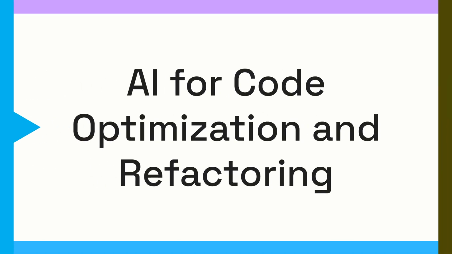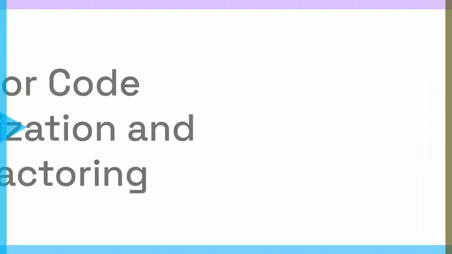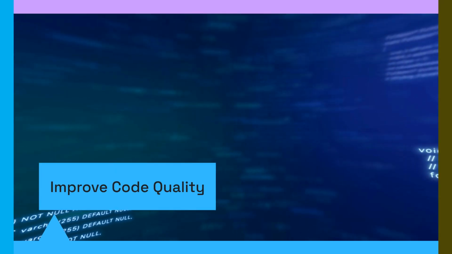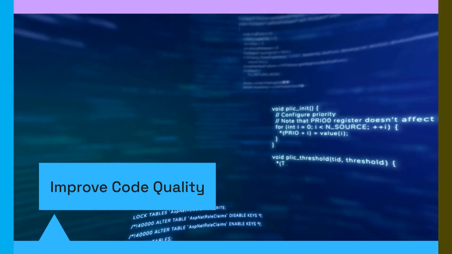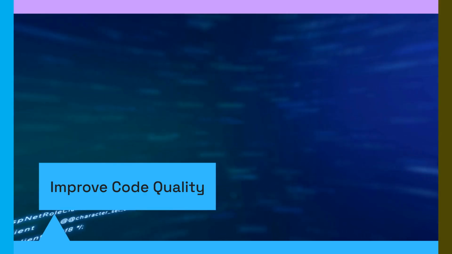Beyond just making code work, AI is also proving invaluable in making code better. This brings us to code optimization and refactoring. Writing clean, efficient, and maintainable code is crucial for long-term project success, and AI can be a powerful assistant in this area. AI can analyze your codebase for performance bottlenecks, identify areas for improvement, and suggest more efficient algorithms or data structures.